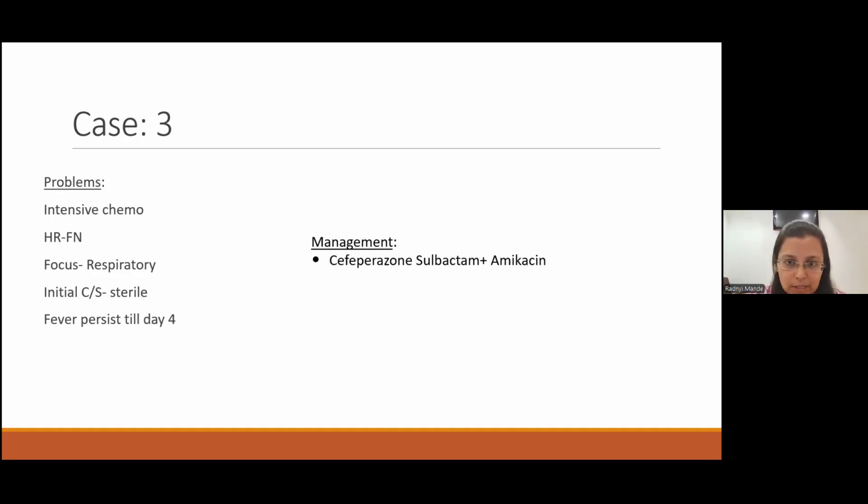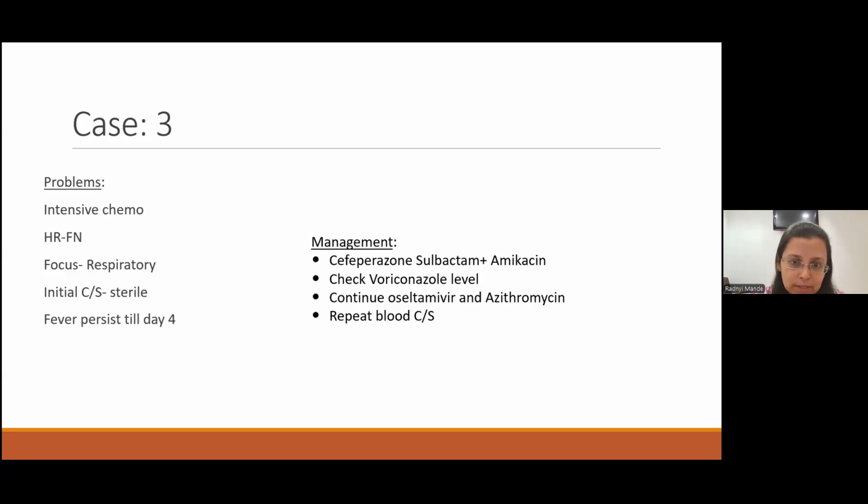One is cefoperazone sulbactam plus amikacin. This child is on voriconazole, so we send voriconazole levels for patients who are on prophylactic voriconazole, to maintain the blood level between 1 to 5. So here we'll check the voriconazole level and we'll continue antiviral and azithromycin, which we have given for his cough, and we repeat culture. So how frequently do you repeat culture in febrile neutropenia?